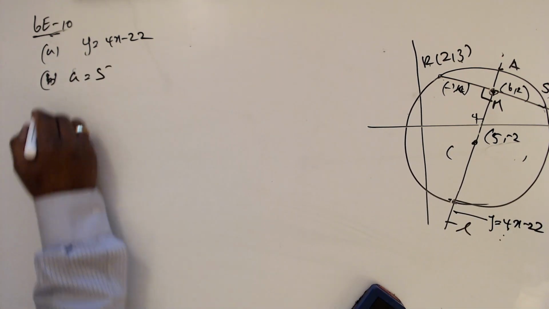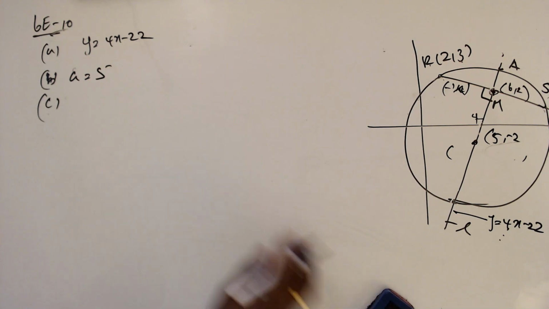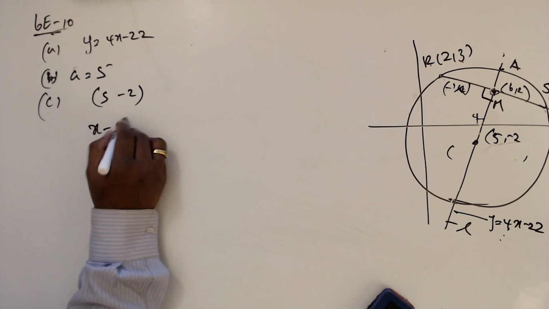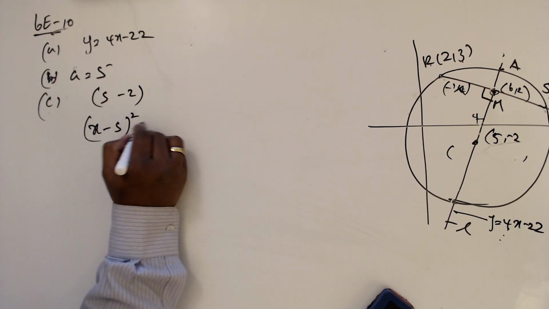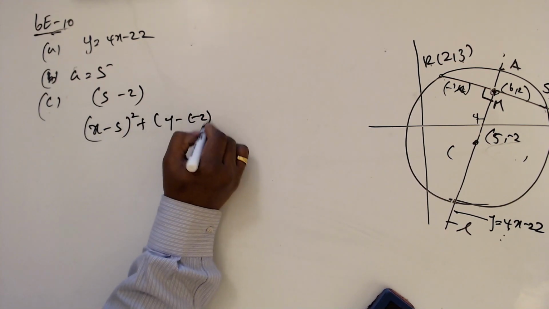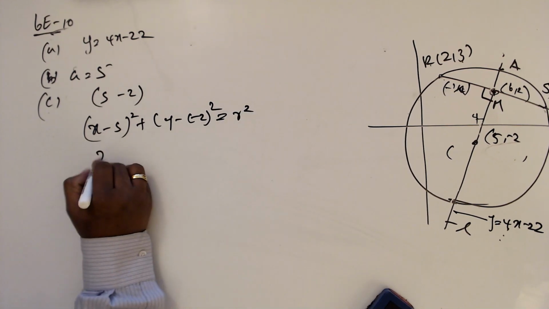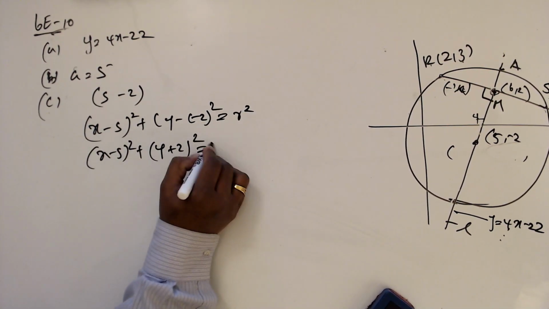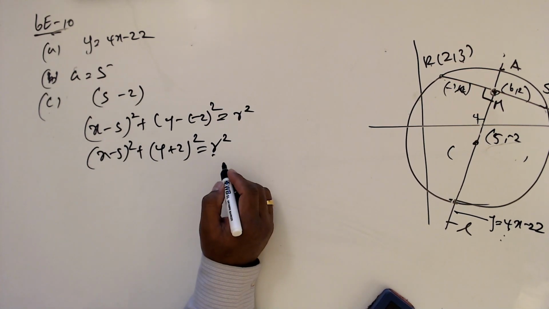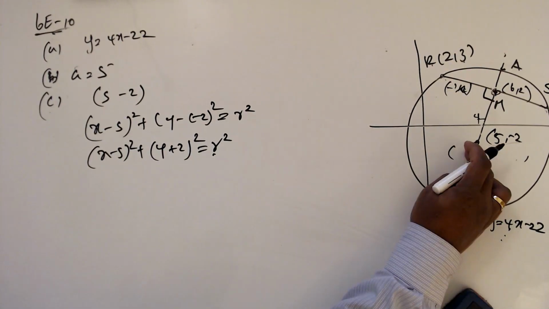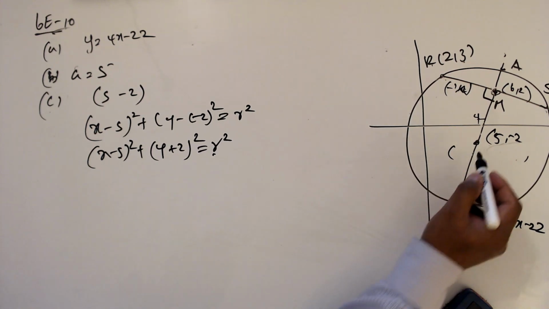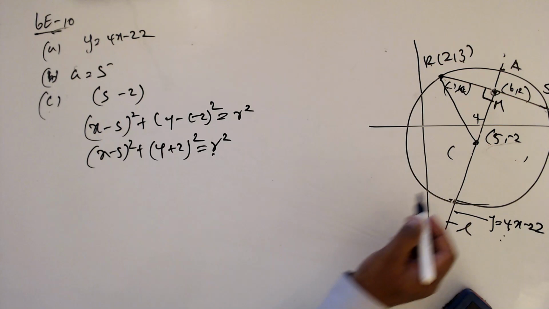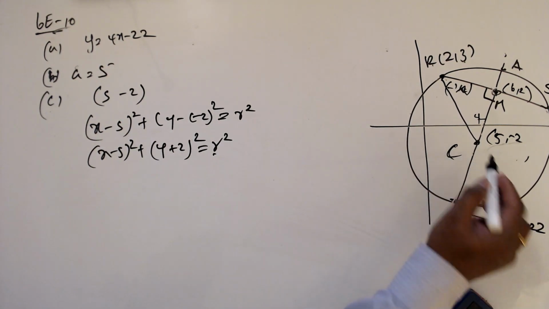Now we want to find the equation of the circle. I know the center now. The center is 5, minus 2. So (x minus 5) squared plus (y plus 2) squared equals r squared. Now I want to find the radius. Do I know the center? Do I know any point? Yes, I know this point, so I can find the radius. So this is going to be CR.